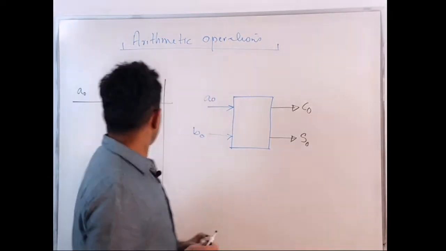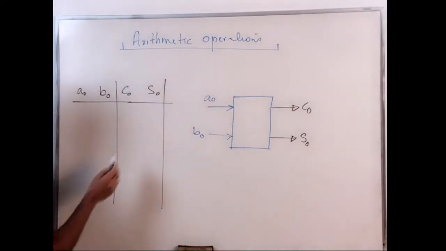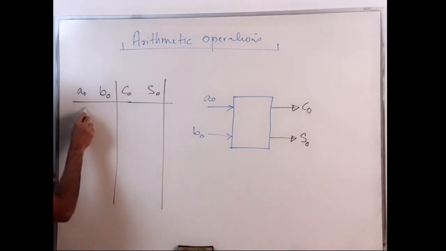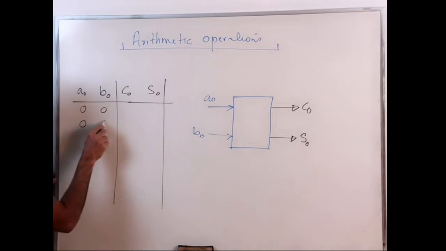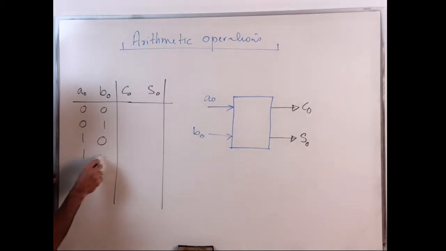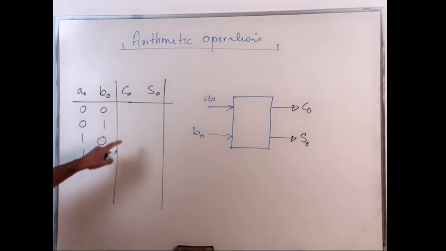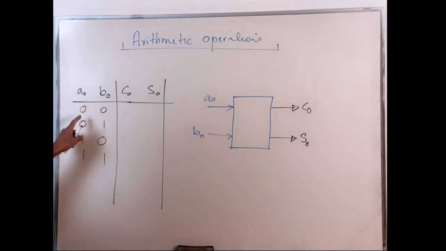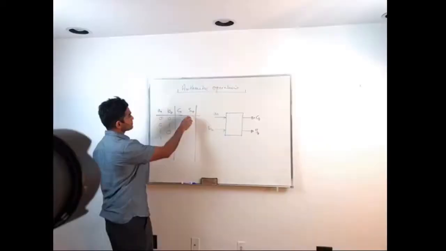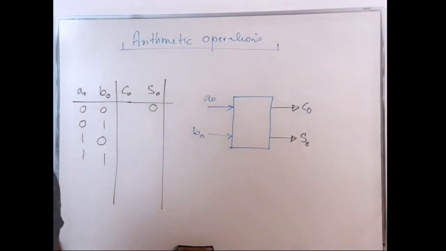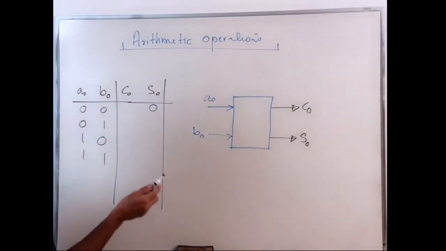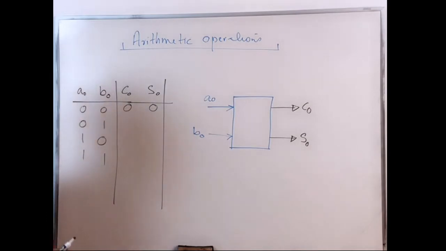Right? And again, you know what we need to do. We look at all possible combinations between A0 and B0. So these are all the different combinations. Now when A0 and B0 are 0, 0, basically I'm adding 0 to 0. My sum is 0 and my carry out is 0.